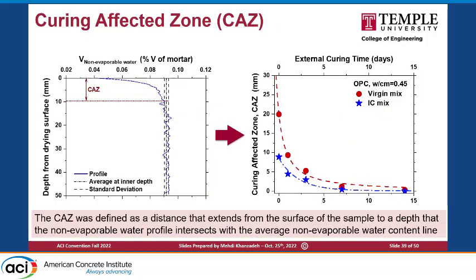So what we did was quantify this curing affected zone based on the neutron data for different curing times. That's what you are seeing at the right side for the virgin mix without any IC and the internally cured sample, which is shown in the big blue. So you can see the impact from the internal curing on your curing affected zone. Why is this important? Because we want to show that if you are using internal curing, you can reduce the amount of external curing, and that's very important for practitioners, because they want to see more benefit other than durability from using internal curing. That's what we are observing based on this data.